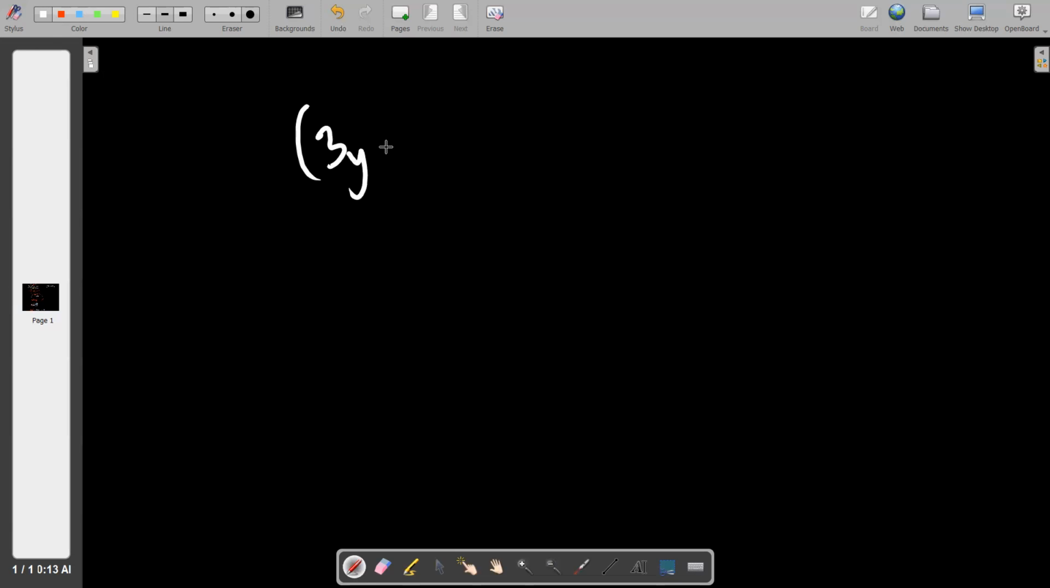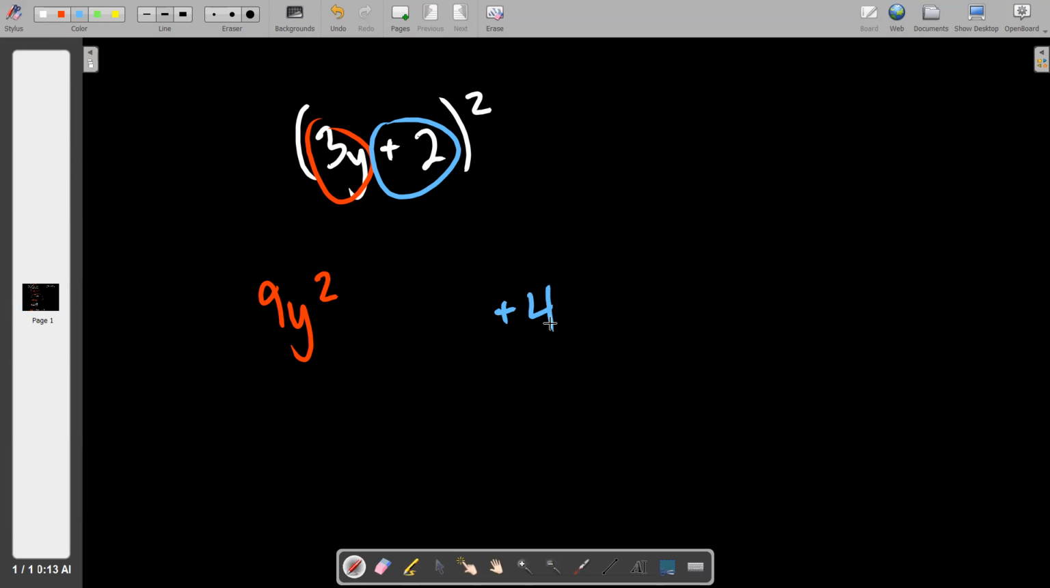3y plus 2, squared. Okay. What is red guy squared? 9y squared. Good. It's okay. What is 2 squared? 4. Notice when I write this, I'm leaving that space. It's not because I don't know how to work a pen. It's because I know there's going to be something in there. These problems will always have a middle term.